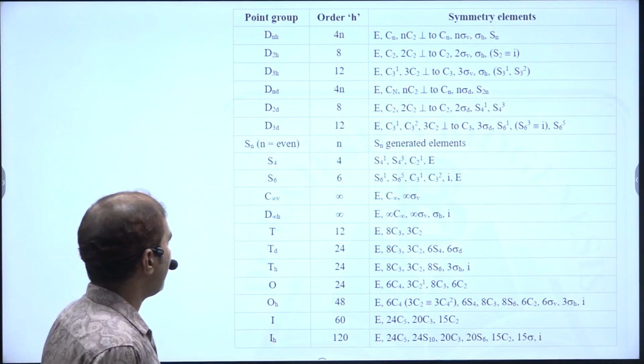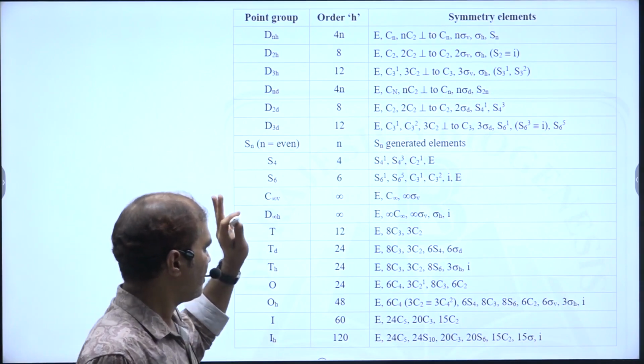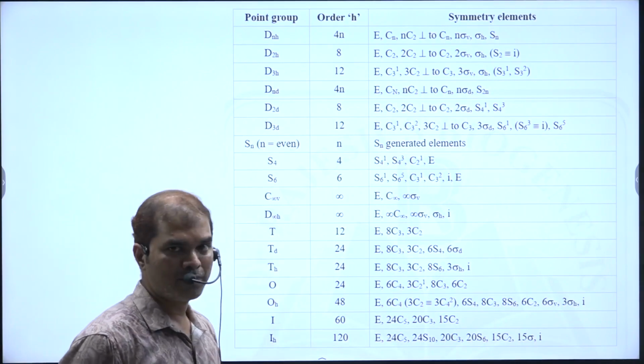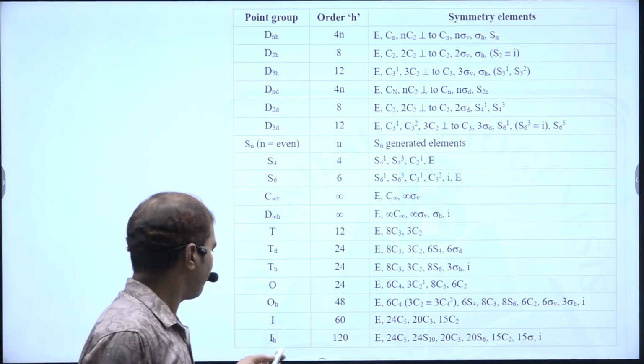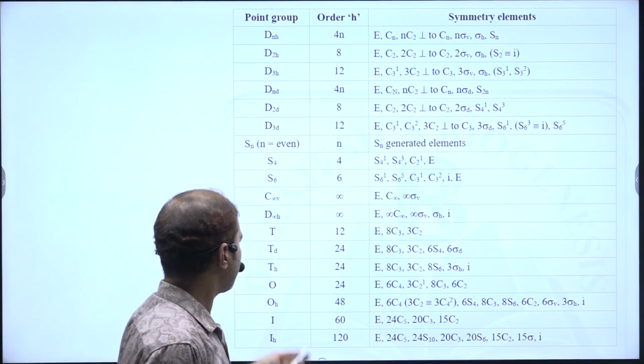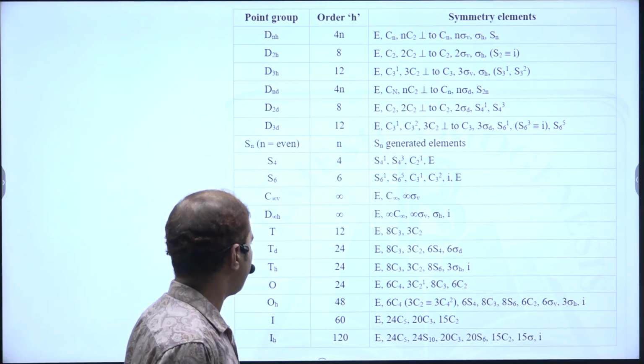Later on, the point group table has been given. This is just one example. I have started right from C1. What is the point group? How many symmetry elements are present in them? What are they? That table has been given, starting from C1 up to icosahedral, so starting from symmetry element order 1 to 120.